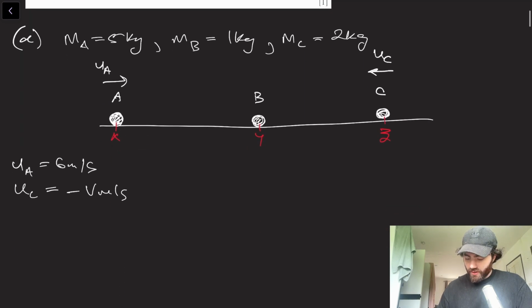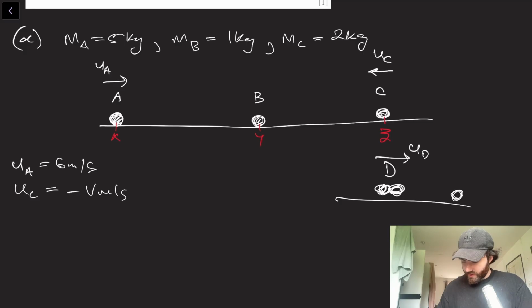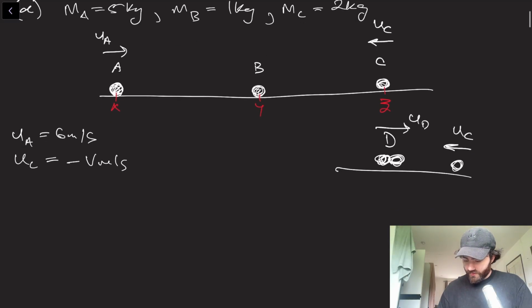Okay, so let's just sketch out what happens. So after this thing happens, we have A and B, they come together and they form D. And D will be moving at whatever, U of D. And then we have C, which will still be moving at U of C. So that's kind of the first collision. After the first collision, the instant of the first collision, this is the situation.